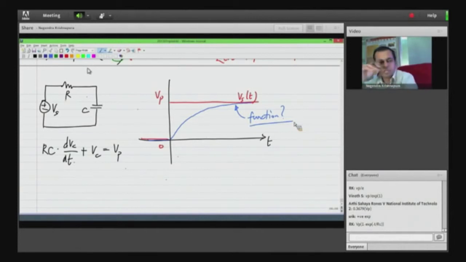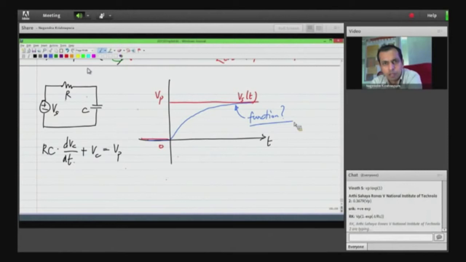Okay, so there are a couple of answers. One of the answers is Vp times 1 minus exponential minus t by RC. That's correct. In fact, we will derive it properly. Also, there is an answer saying positive exponential. I'm not sure what is meant there. If you mean that the argument of the exponential will be positive, that's not correct.